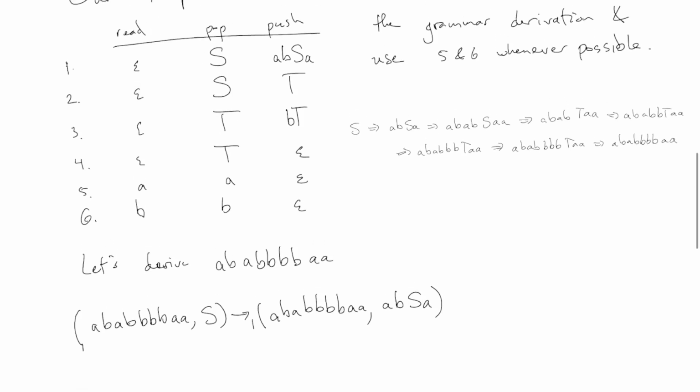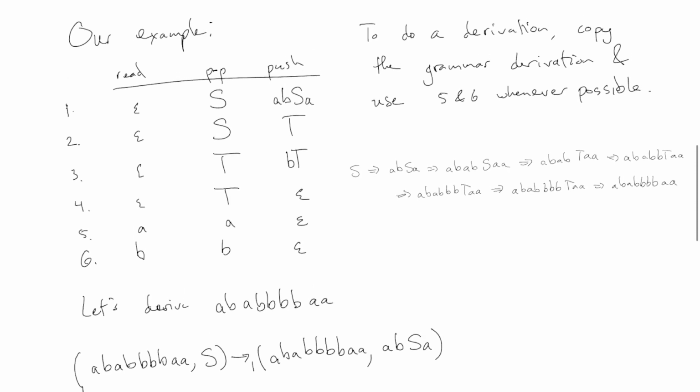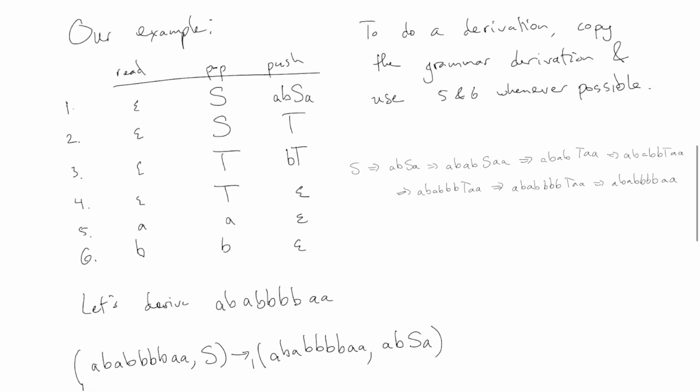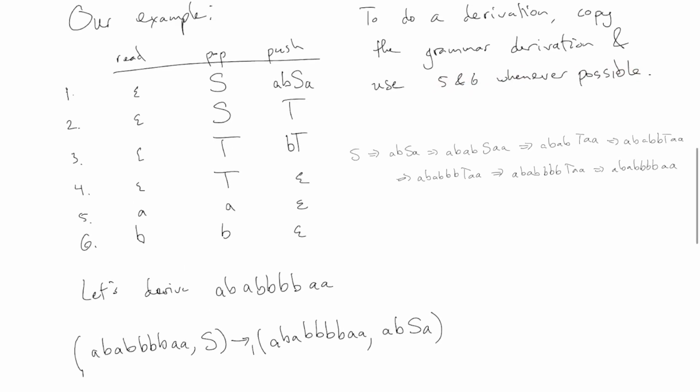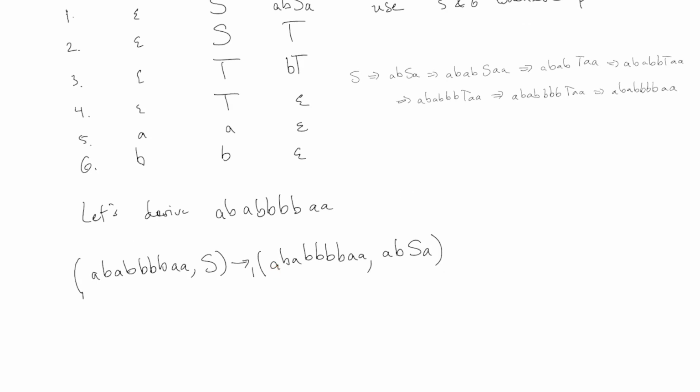Now I said my advice here, to do a derivation, copy the grammar derivation. That is, do the same steps in the same order, and use rules 5 and 6 whenever possible. And actually, one of those is possible now. I have A here and A here. I'm going to do number 5 now, which is read A, pop A. It just says when you have an A at the beginning of your string and also an A at the top of the stack, you clear them both, because it's a push epsilon.